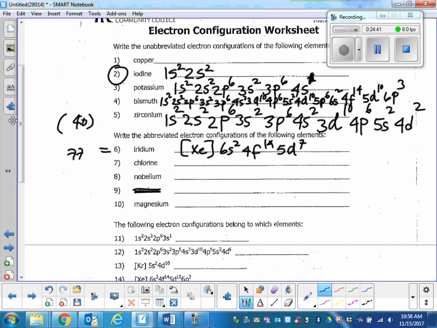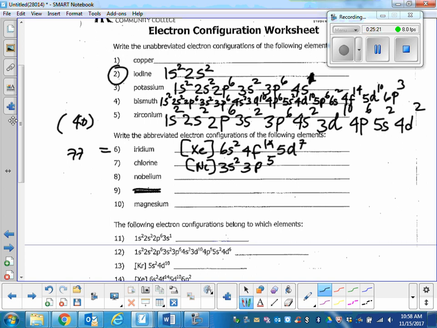Let's do chlorine. For chlorine, what is the noble gas you will choose? Neon. And then what is after neon? Who wants to help me? Yes, Sam. 3s2. And then what? 3p10. Count chlorine. Count the boxes. Oh, geez, I can count. Yes, 3p5.